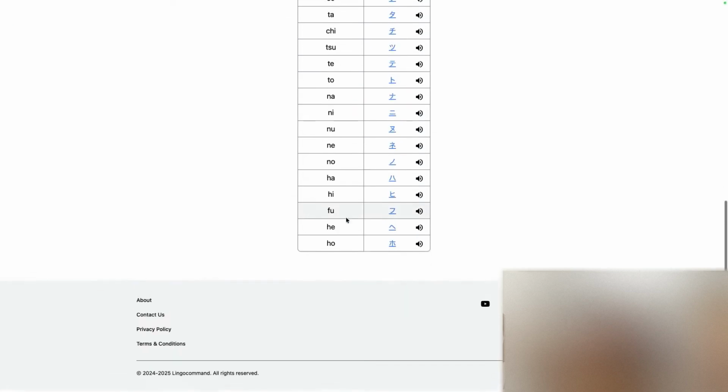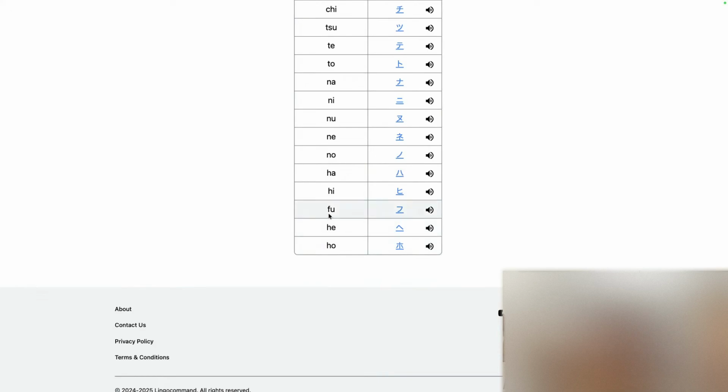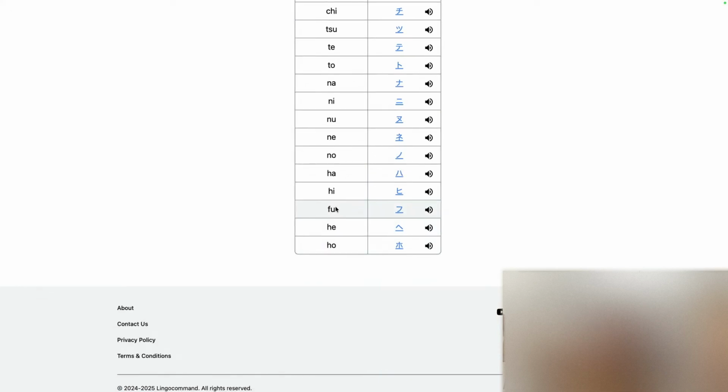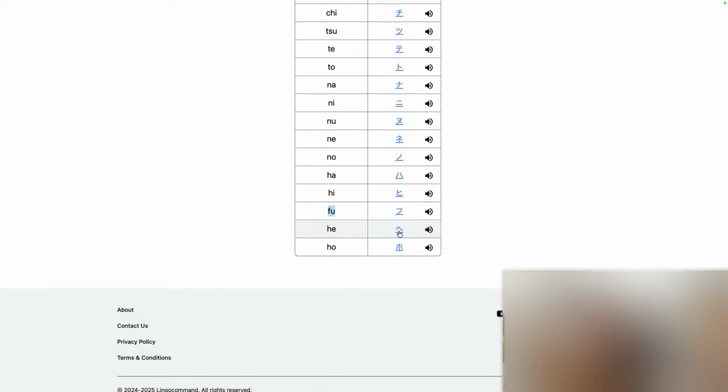If we're gonna be super strict, this is Fu, right? Not Hu. This is more commonly the romanization, Fu, but I think in some places it's written Hu. I think those sounds are even similar in Japanese. So it's ha hi fu he ho. I'm not gonna remember this. This one looks just like he does in hiragana, so that's easy.